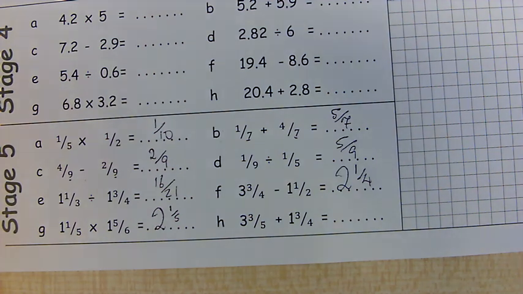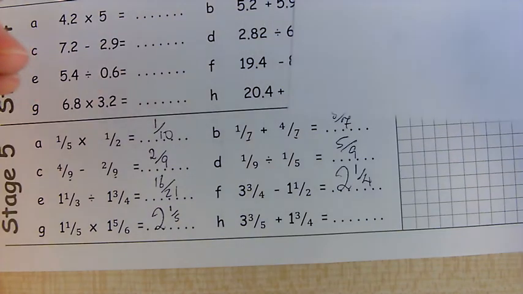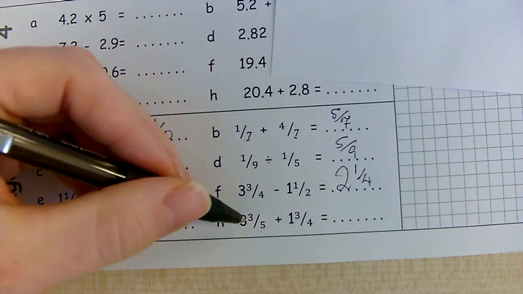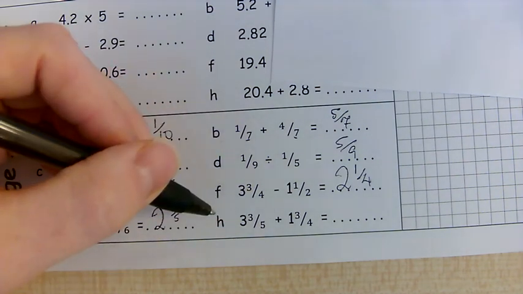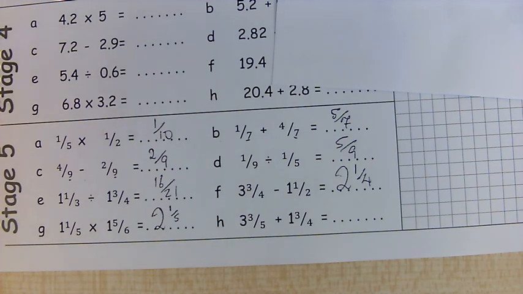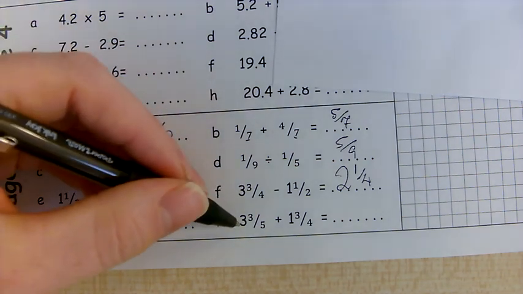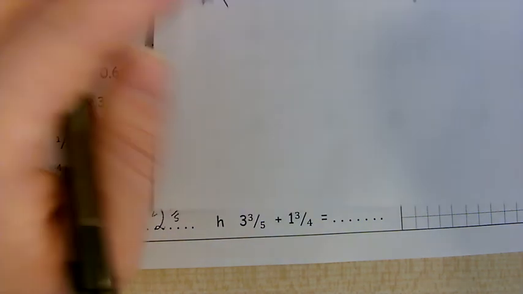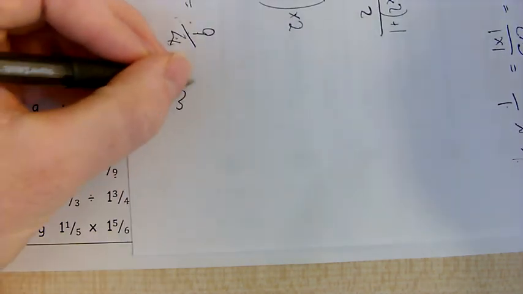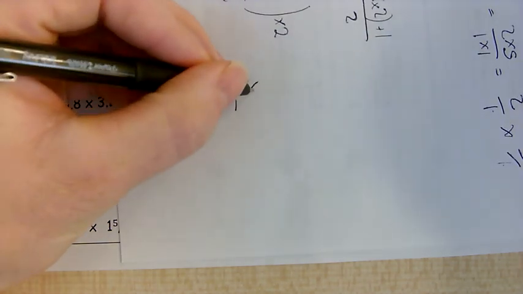Lastly, addition with improper fractions. On this one, we can again change them into improper fractions and work from there as we did with the subtraction, making sure you change the denominators and so on. I'm going to do it the quicker way on this one, just so you see both methods. So we've got 3 3/5 plus 1 3/4.